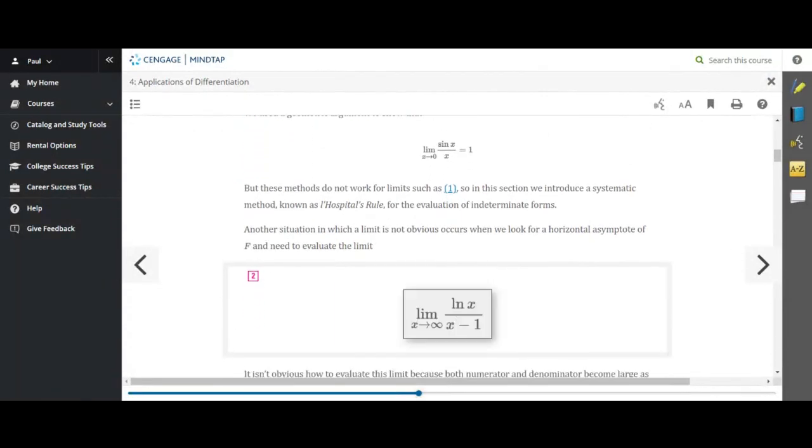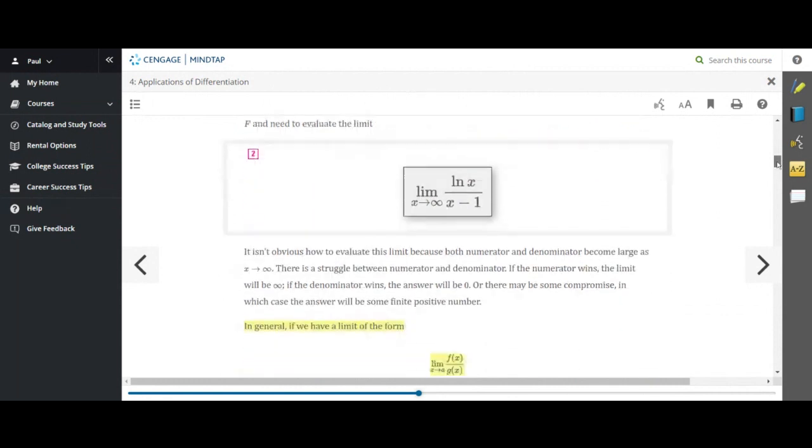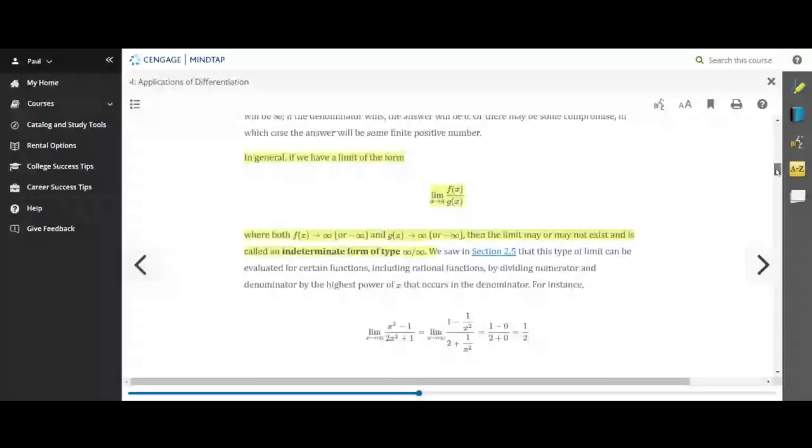But the thing is, that's not going to help us compute this limit here. Because the log of x, you can't factor that, x minus 1, there's nothing to factor. So the question is, how are you going to deal with a limit like you see there in the highlighted limit? Well, we're going to use a rule called L'Hopital's rule. Let me bring up the rule here.